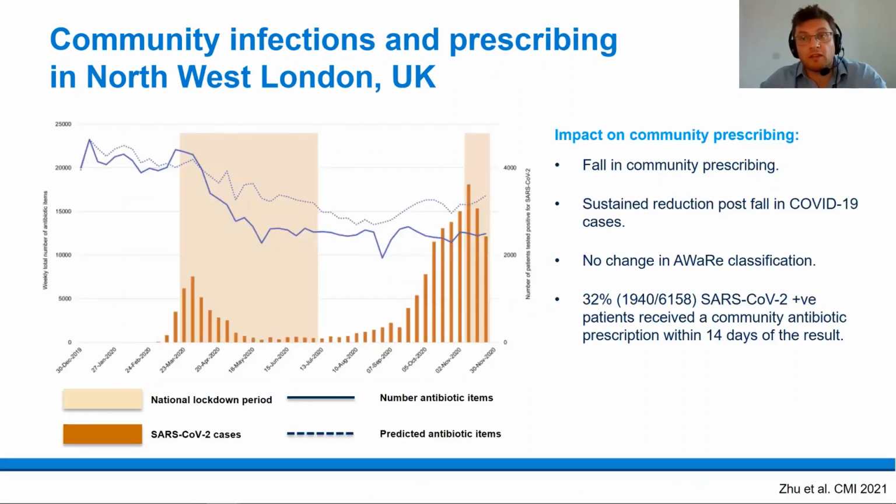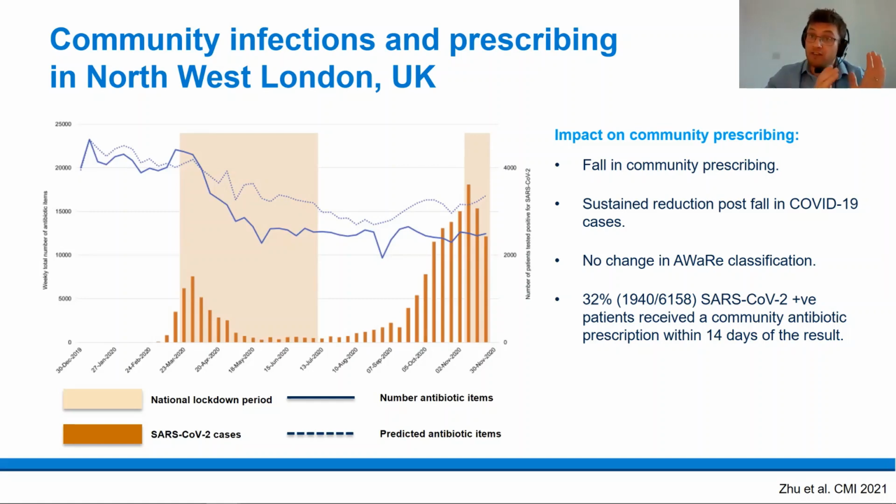One of my colleagues at Imperial, Dr. Nina Zhu, has done a lot of work looking in great detail at community infections and antimicrobial prescribing during the pandemic within the Northwest London region in the United Kingdom. The figure here on the left shows in orange bars the number of SARS-CoV-2 positive tests per week between March and November 2020. The dashed blue line shows the anticipated or predicted antibiotic items in terms of number of prescriptions based on 5-year averages. And the dark full blue line shows the actual observed number of antibiotic items being prescribed. And what you can see here overall is that there was a fall in community prescribing. And this was, as I discussed earlier, sustained post the fall in COVID-19 cases or positive SARS-CoV-2 cases within the community.